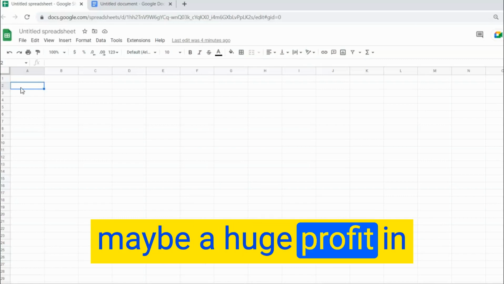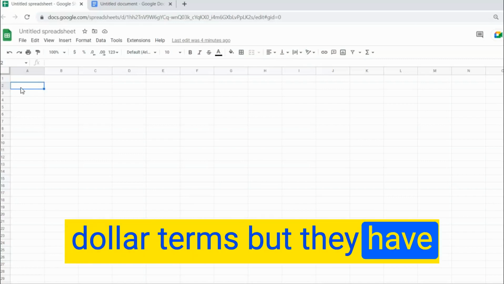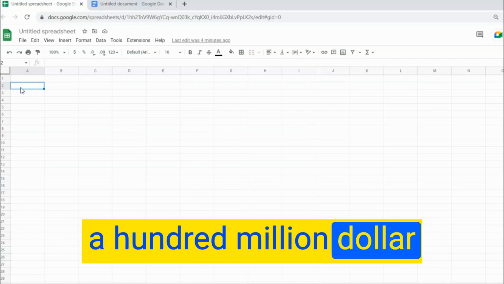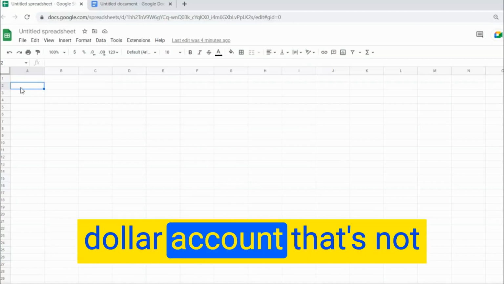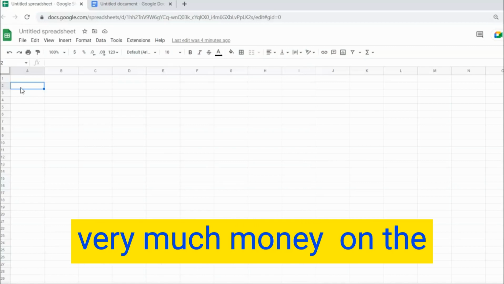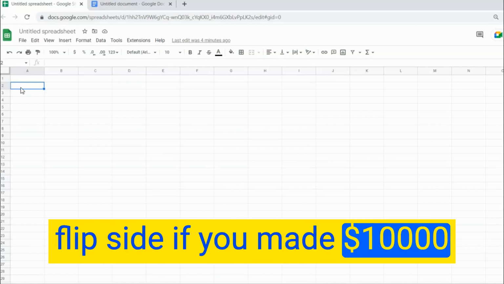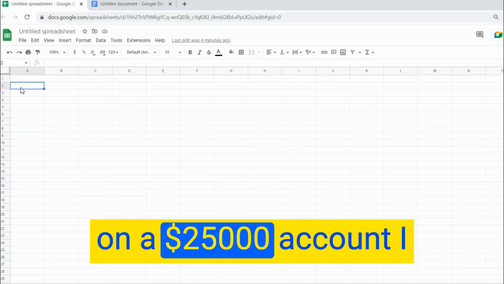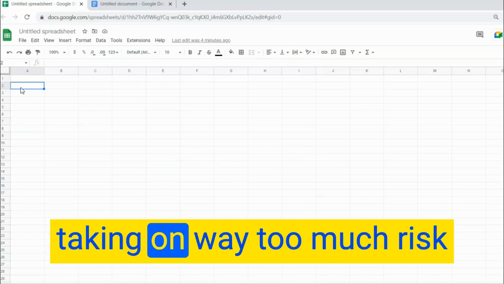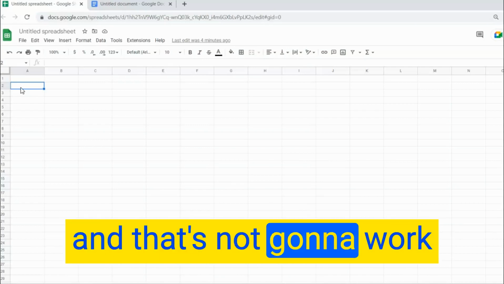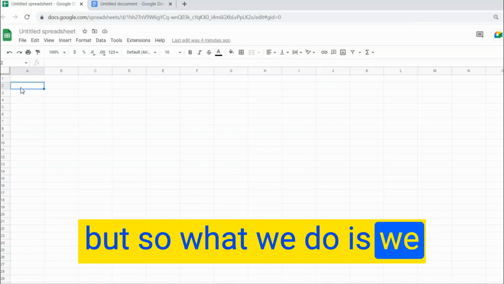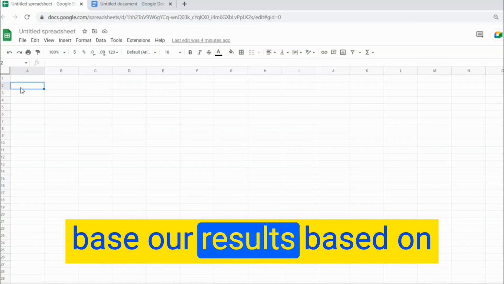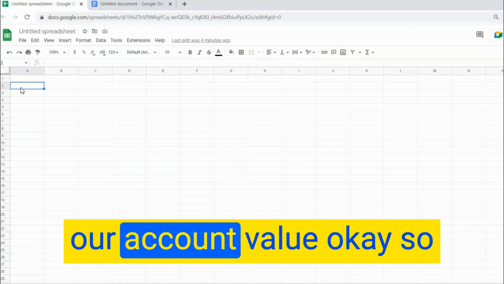Maybe a huge profit in dollar terms, but they have a $100 million account. Well, if you made $10,000 in a $100 million account, that's not very much money. On the flip side, if you made $10,000 on a $25,000 account, I could tell you that you're taking on way too much risk, and that's not going to work because the risk of ruin is going to get to you eventually. But so what we do is we base our results on our account value.